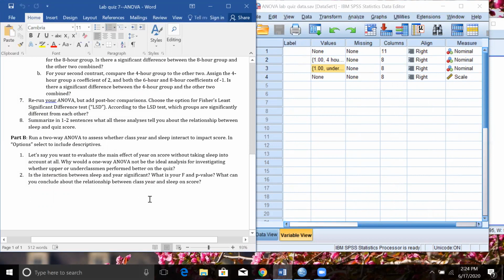Why would a one-way ANOVA not be the ideal analysis for investigating whether upperclassmen or underclassmen performed better on the quiz? Well, that's because there's only two groups in that IV. If you were just looking at underclassmen versus upperclassmen on their score on the quiz, you could just run an independent samples t-test.